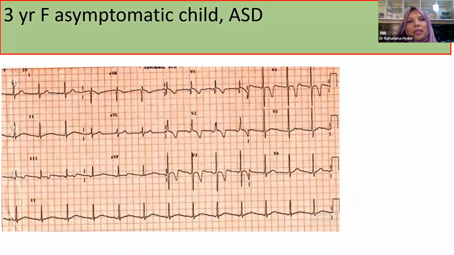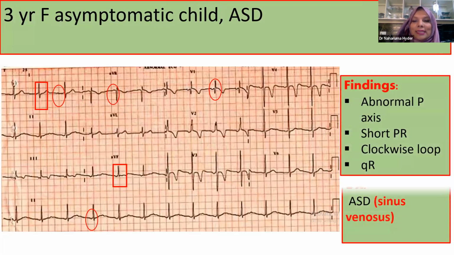Next, a 3-year female asymptomatic child, a known case of ASD. Here the axis is normal. But if we see the P wave in aVR, it is equiphasic or slightly upward, and it should have been negative. So there is abnormality of the P wave. And we see a short PR interval. I have just mentioned that in sinus venosus ASD, the sinus node is not in its usual site, the P axis may come from the lower quadrant and may be near the AV node, so the PR interval is short. And if we see the QR pattern, this is RV volume overload, suggestive of ASD. So this ASD is sinus venosus ASD. The P axis and short PR interval tell us that this ASD is the sinus venosus type.